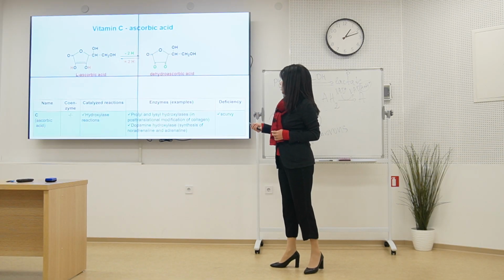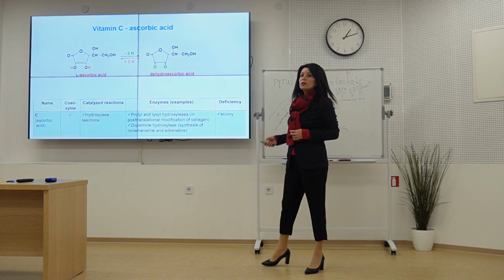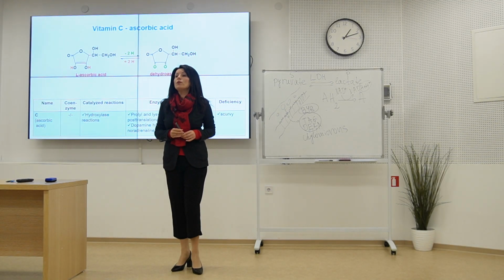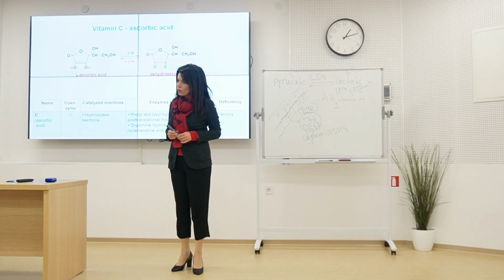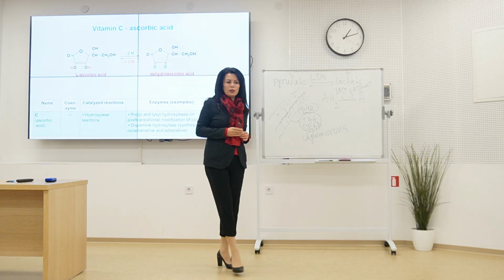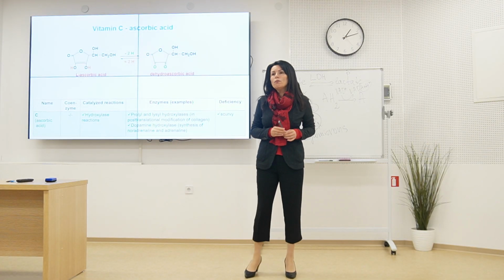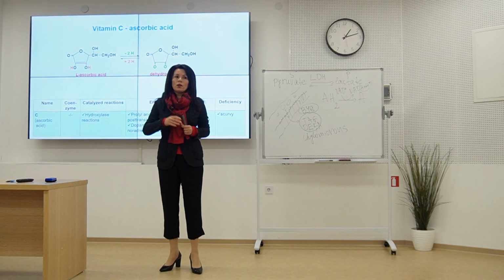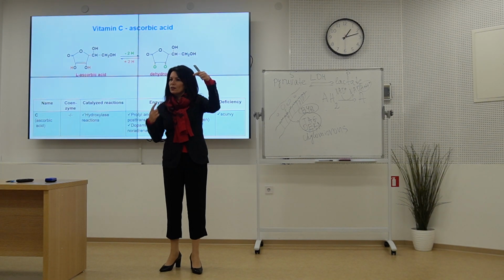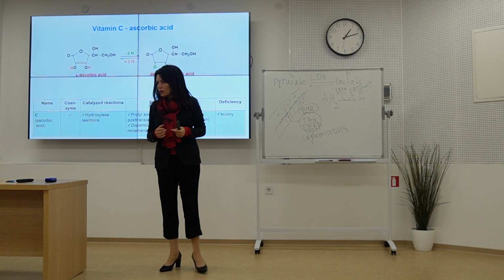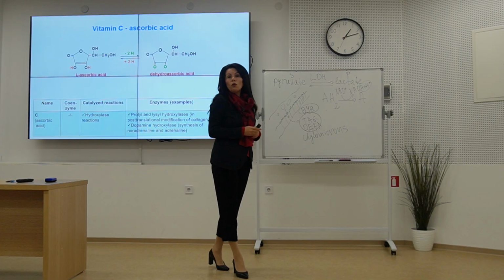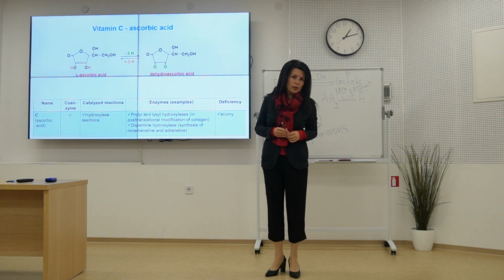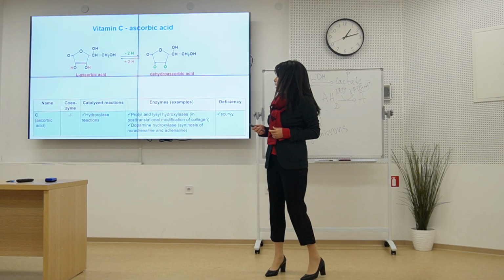That's why in scurvy, which means full deficiency of vitamin C, the main symptom will be bleeding, gum bleeding, but not only from the gums, there can be bleeding from many organs. Why? Because the main location of collagen is around the blood vessels. In all blood vessel walls there is collagen. If there is no stable collagen, there will be no stable blood vessel wall. That's why bleeding will be the symptom.